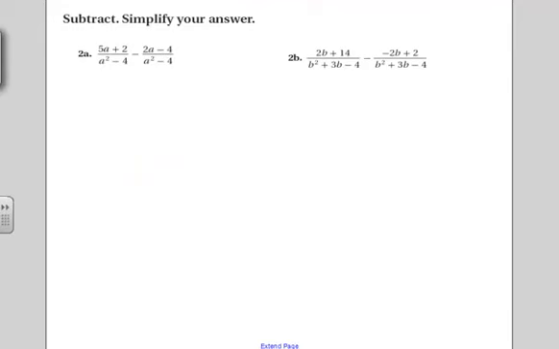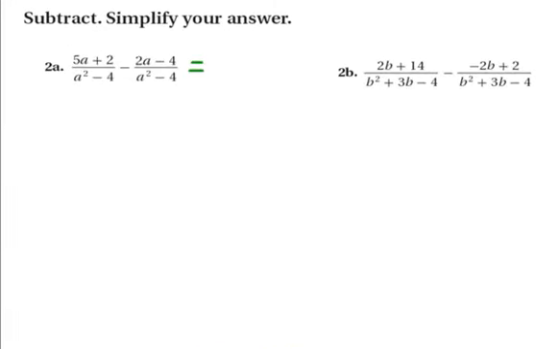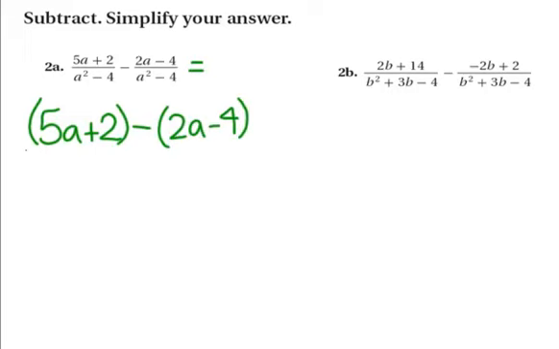So let's do some more. These ones are very similar. The only thing is when we get done simplifying them, we have to remember that we are subtracting the second fraction from the first fraction. So just like the ones before, notice your denominators are the same. So for 2a, that means that I can just take what's on the top, so 5a plus 2, and I want to subtract the other fraction, 2a minus 4. And then it's all divided by that a squared minus 4.